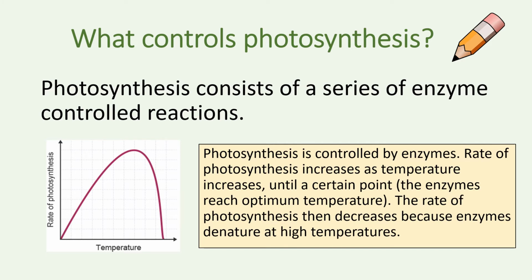Your second mark is for saying how the enzymes are affected. For example, the enzymes increase the photosynthesis activity until they reach their optimum. Above their optimum, the enzymes denature. You'd obviously have to tailor that to whatever you were being asked about.